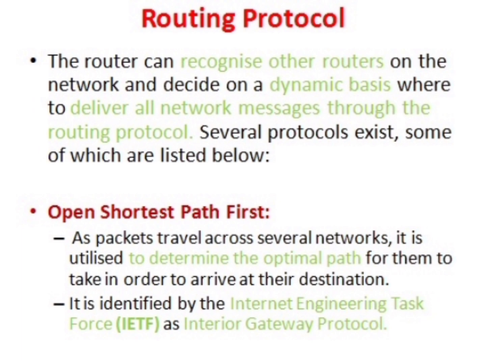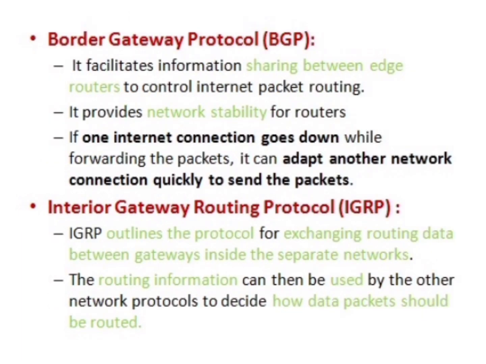This protocol is identified by the IETF, the Internet Engineering Task Force, as an interior gateway protocol. The next one is the Border Gateway Protocol, which is used to share information between edge routers to control internet packet routing. It provides more network stability. That is, if one network connection goes down while forwarding packets on the edges, it adapts to another network connection quickly to send the packets.